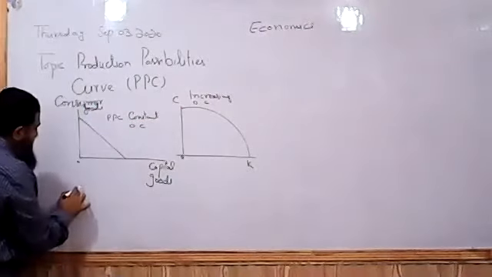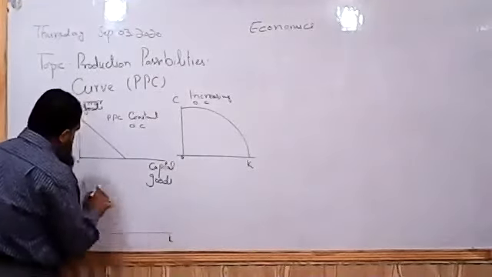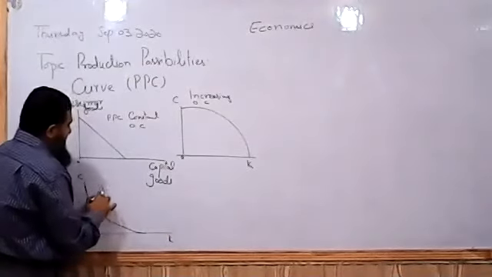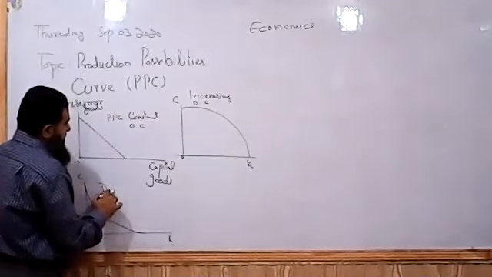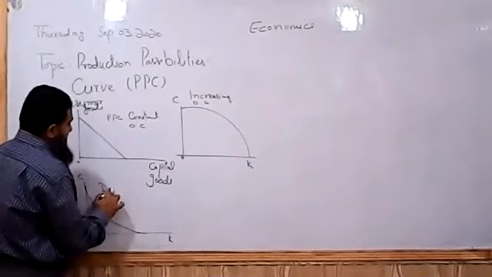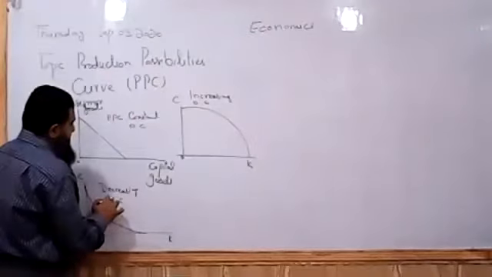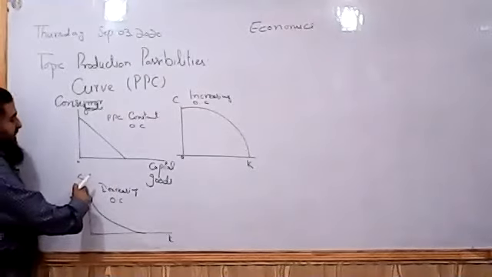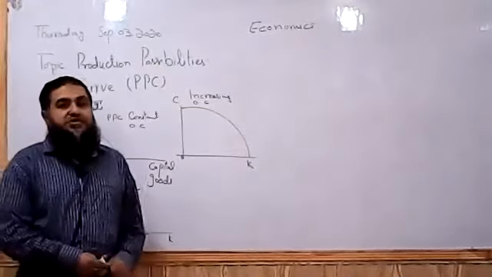Now another which could be there, this is capital goods, consumer goods. This is like this, a decreasing opportunity cost. If you see its slope is diminishing, its opportunity cost at the start is higher. As we move along this line, it decreases, so this is decreasing opportunity cost.